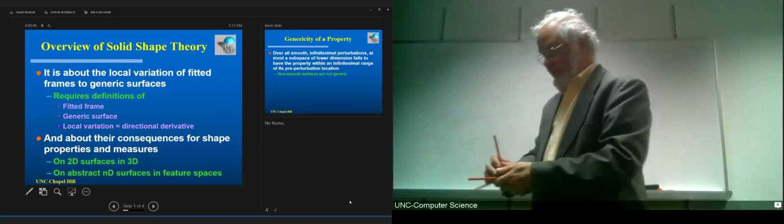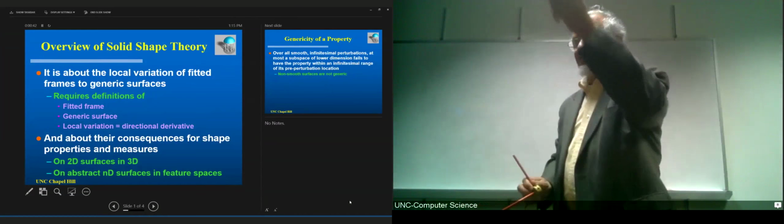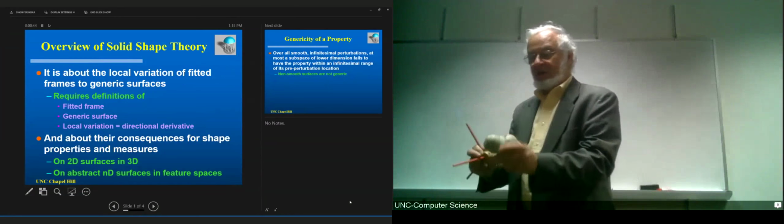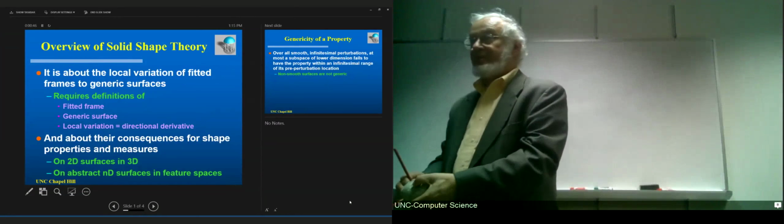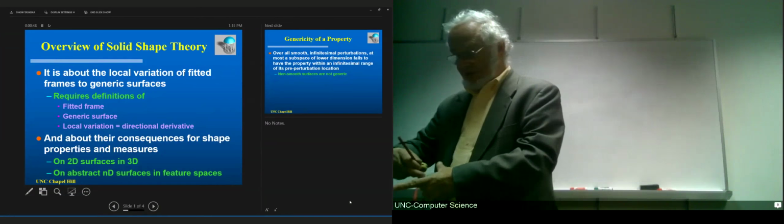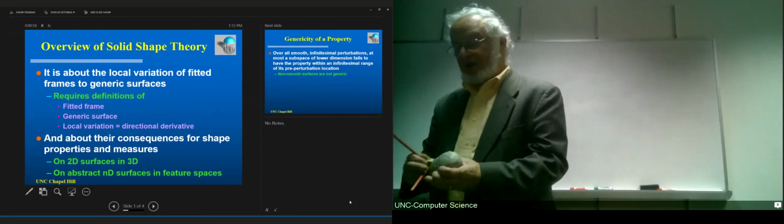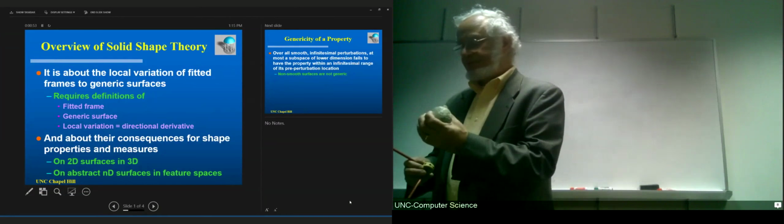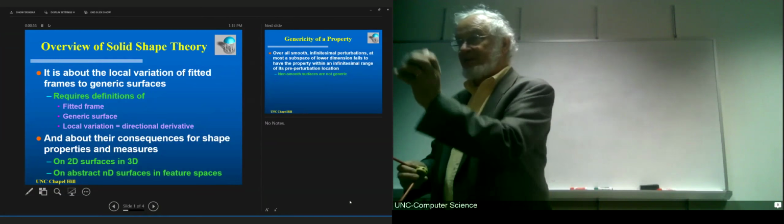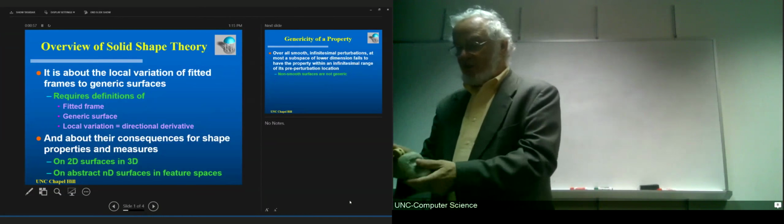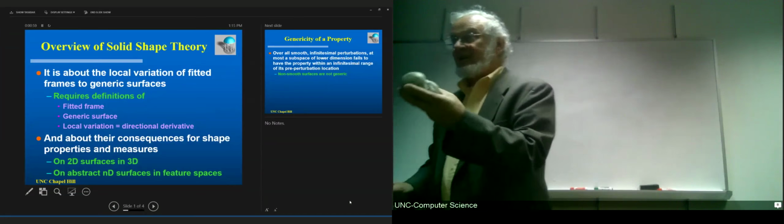the shape of surfaces. Here's a surface. Okay, it's got some kind of hump here in the middle, some kind of a furrow. It's got a concave region on the other side. Otherwise, it's convex. Okay.